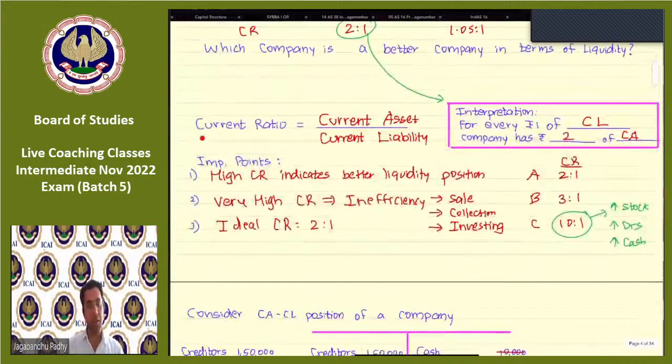The first ratio that we did was the current ratio. We stated it to be current assets upon current liabilities. That indicated, for every 1 rupee of current liability, how much current asset did we have, right? And we said that a higher current ratio indicates a better liquidity position. However, that does not mean that a very high current ratio is a very good thing, because a very high current ratio indicates inefficiency with regards to sale, collection, and investing. So the ideal current ratio is 2:1.